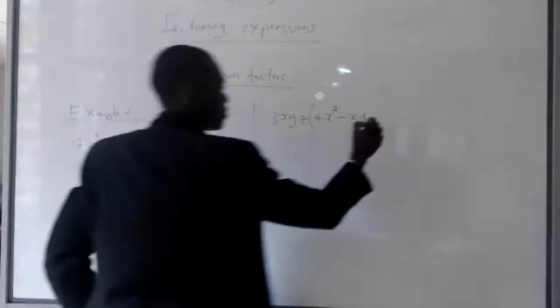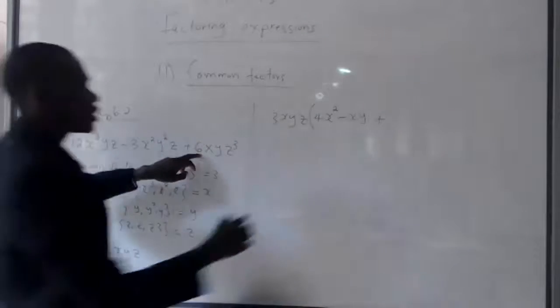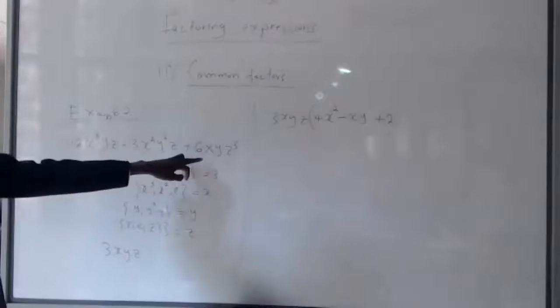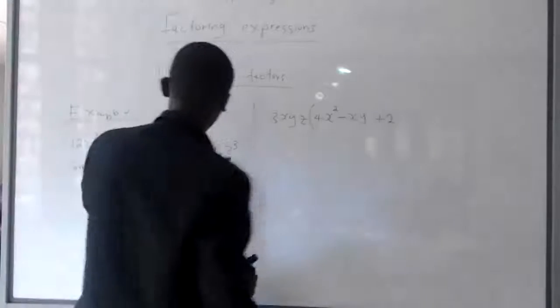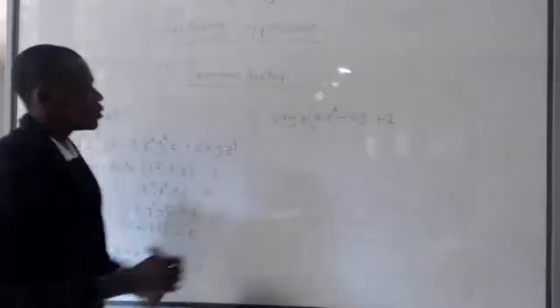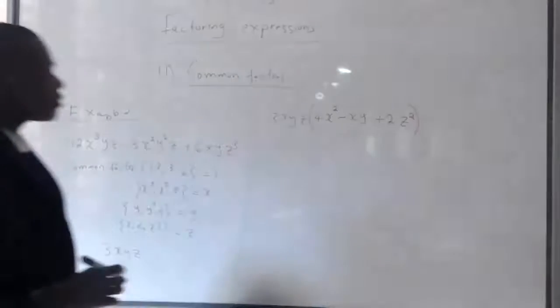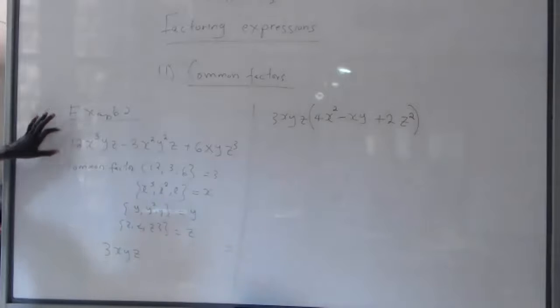Then the last term, we have 6. 3 goes into 6 twice. Of course, x goes into xy; xy goes into xy once. So we only have z cubed, which divided by z gives you z squared. And so this is our factorization of this expression.